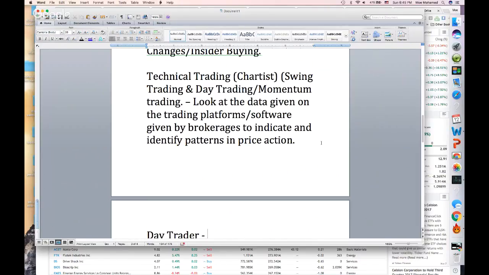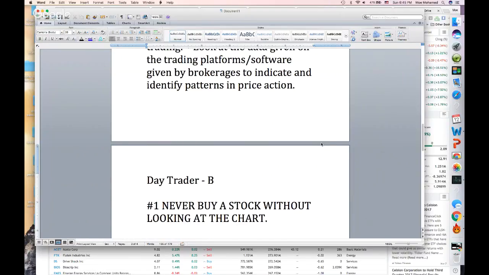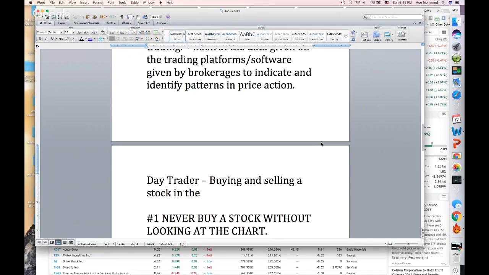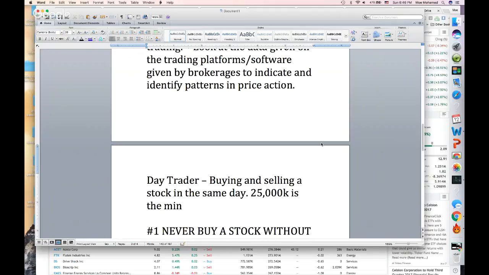Day trader, it's super simple. You're buying and selling stock the same day. If you don't have $25,000 in your account, you probably won't be a day trader. Like I said, $25,000 is the minimum you need in your brokerage account.